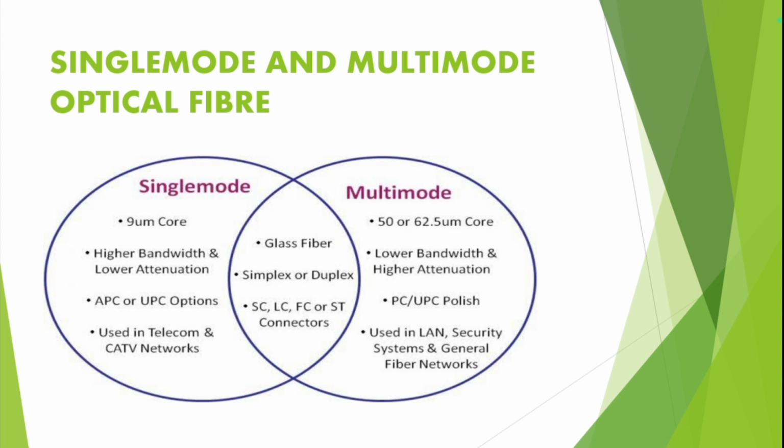Okay, the diameter of your single mode is somewhat 9 to 10 micrometers, but in case of multi-mode, the diameter is 50 to 62.5 micrometers. Next, the difference between the refractive indices of the core and cladding is very small in case of single mode, but in case of multi-mode, the difference between the refractive indices is much larger.